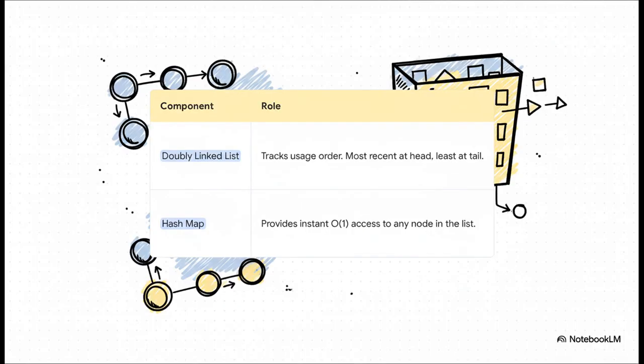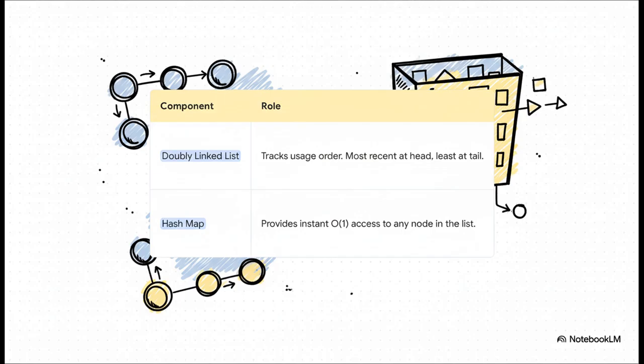So how do you build one of these efficiently? You use a brilliant 1-2 punch of data structures. You start with a doubly linked list. Its job is to keep track of what's been used recently. Every time you access a piece of data, you move its node to the very front of the list. This means the thing at the very end of the list is, by definition, the least recently used. Perfect.